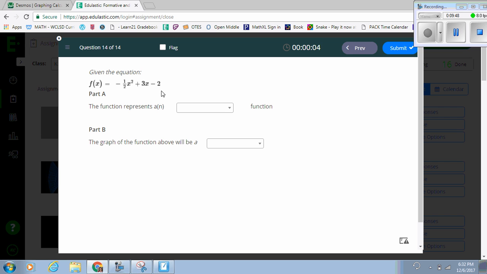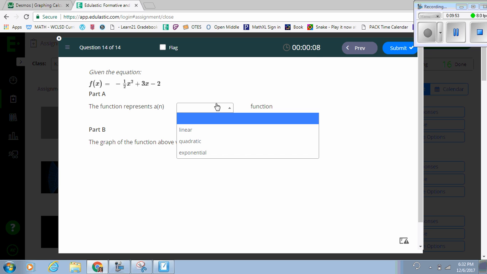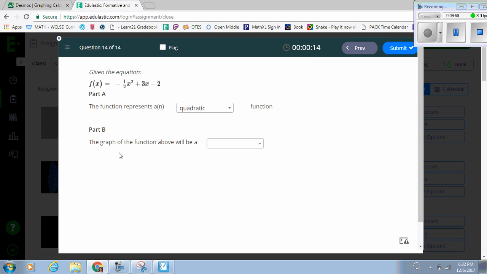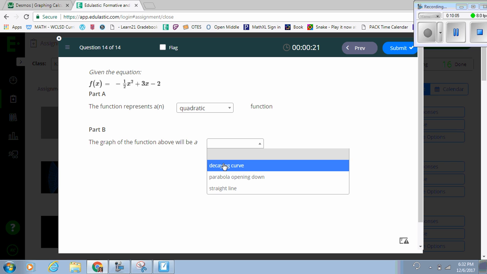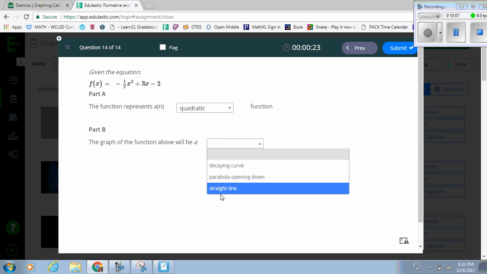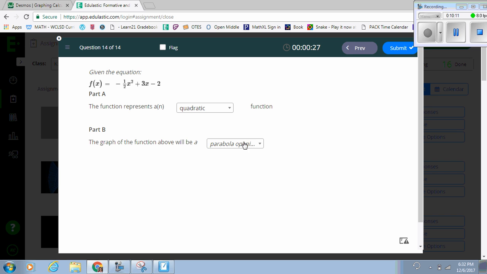And then you have this equation. It wants to know what kind of equation it is. Like I told you to begin with, all quadratics have an exponent of 2. This one does. And the graph of the function above will be a decaying curve. So we don't talk about curves right now. It's definitely not a straight line because it's a quadratic. It's definitely that parabola opening up.